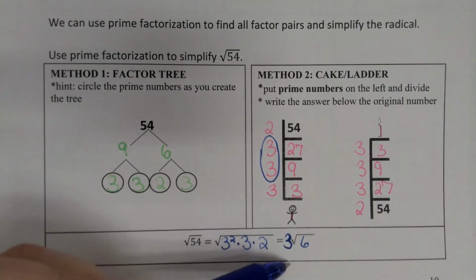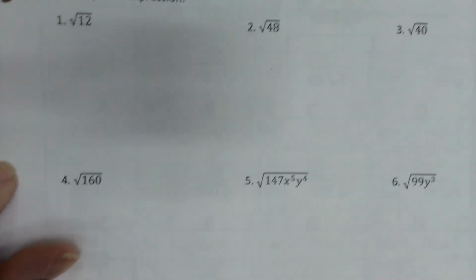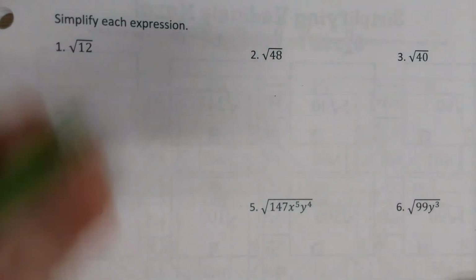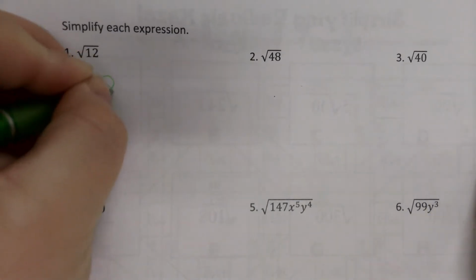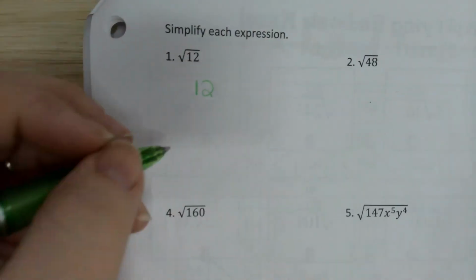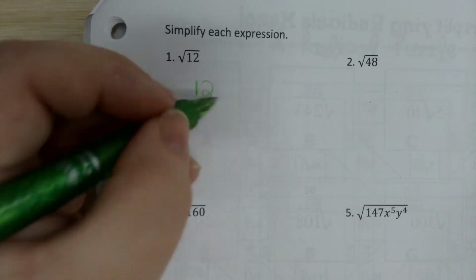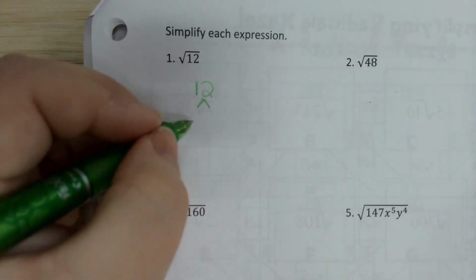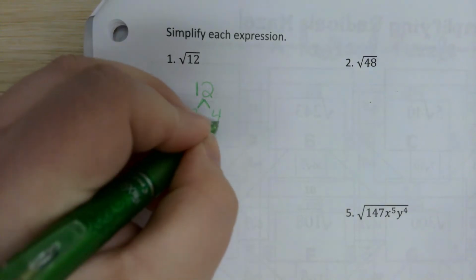Let's do some more practice. And I will alternate which method I'm using in case you like one method over another. So I'll do the first one with a factor tree. So here's 12. If I'm using a factor tree, I can choose whatever numbers I want as long as they multiply to be 12. So I'll use 3 and 4.